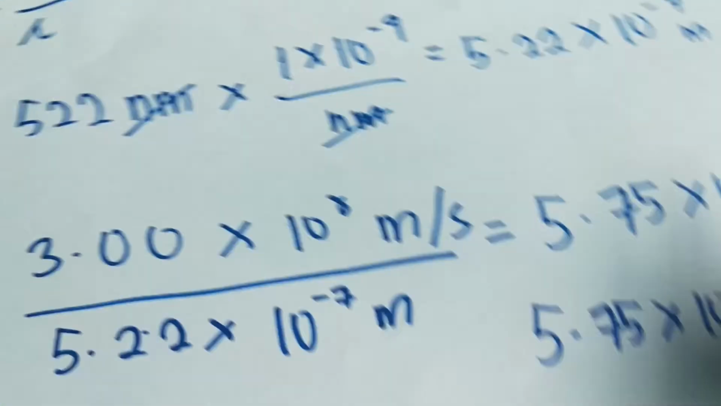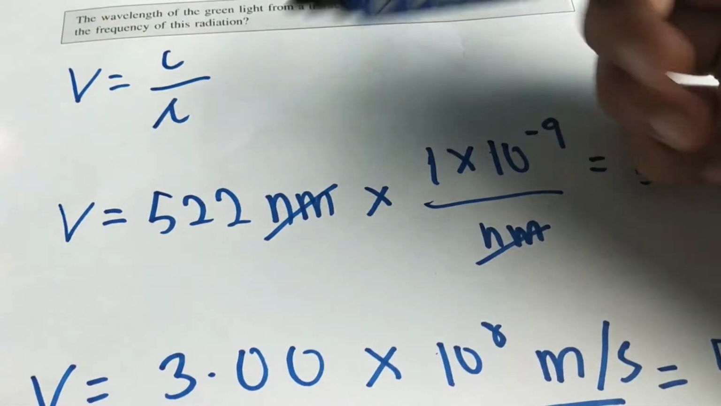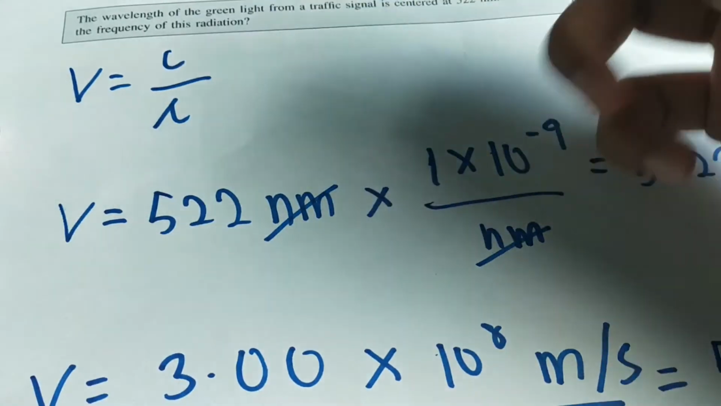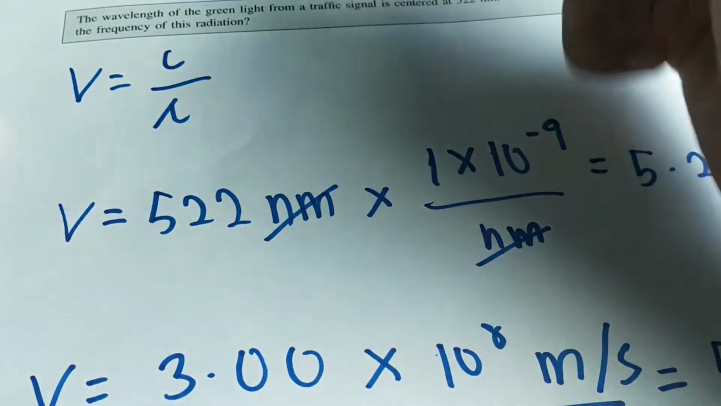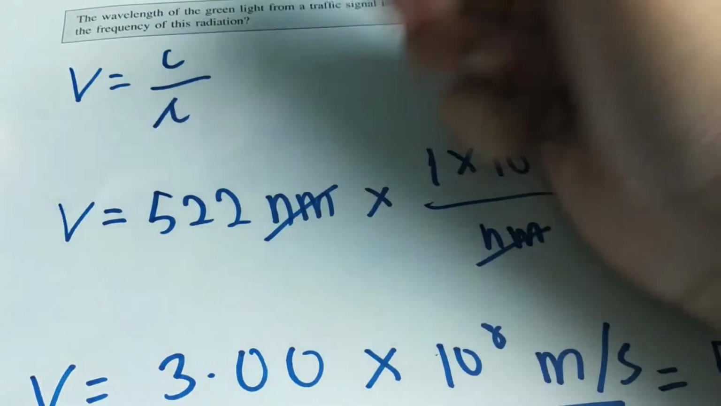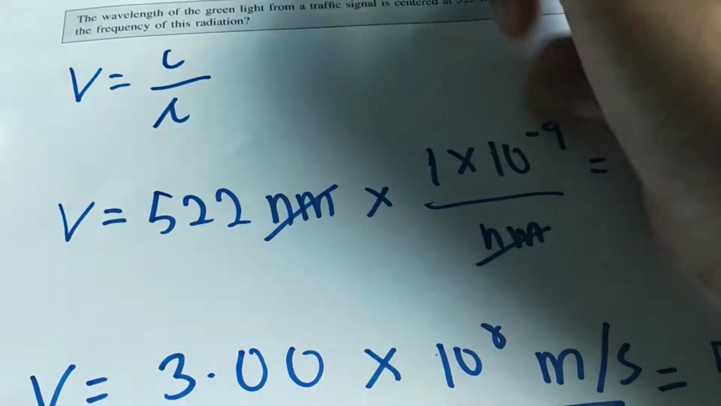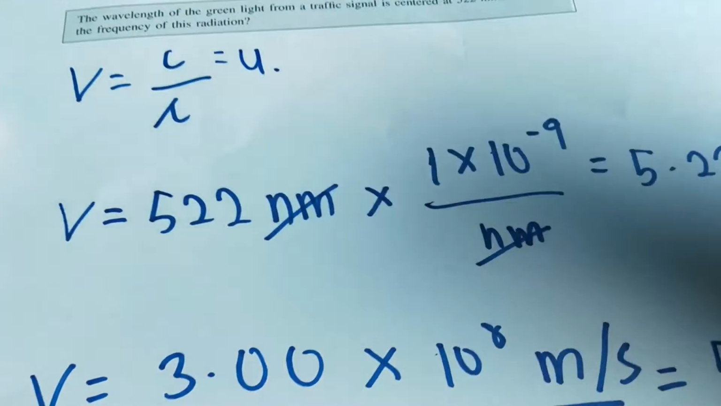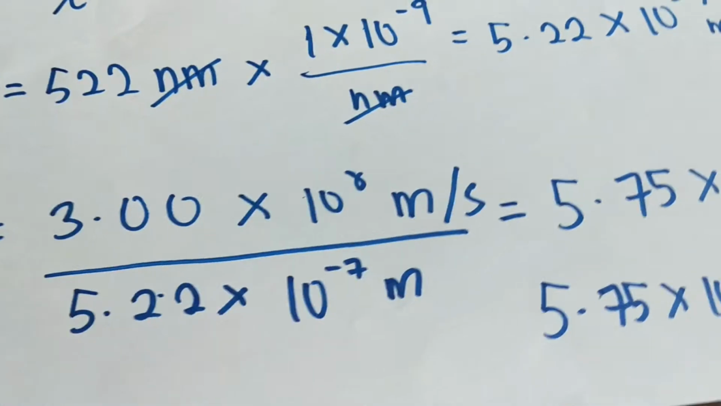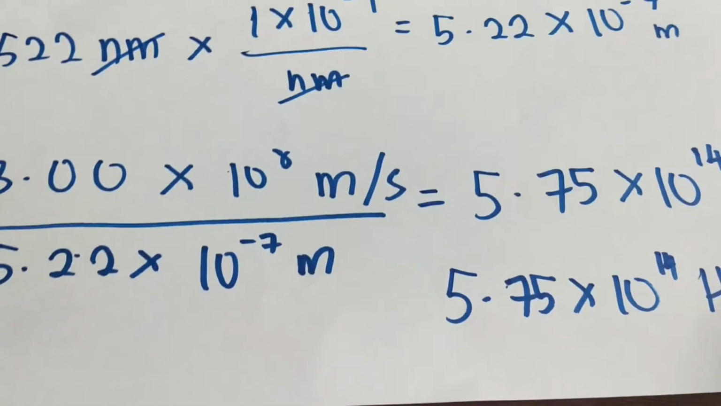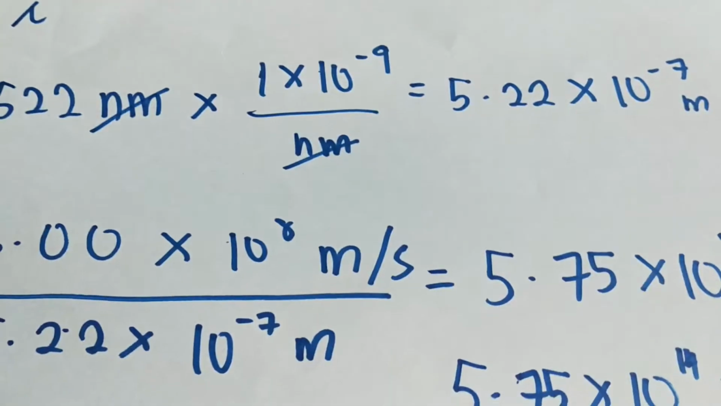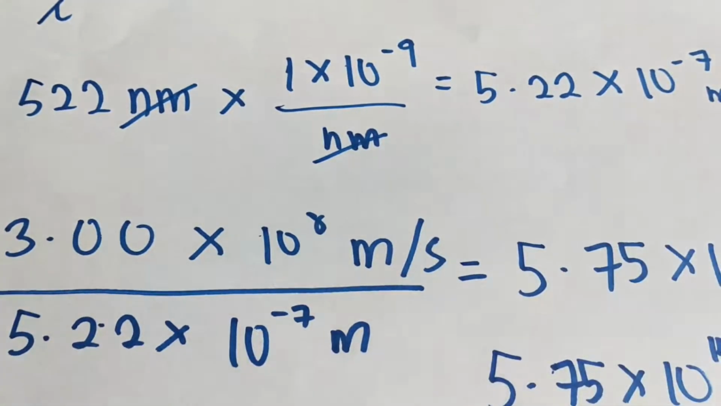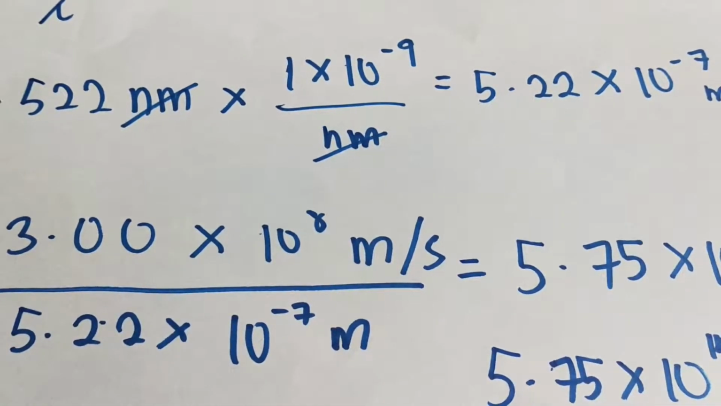So basically this is the calculation to find the frequency of the radiation. If the radiation is not from a light wave, we just use u. So this is the calculation. I hope you all understand it. Okay, thank you.